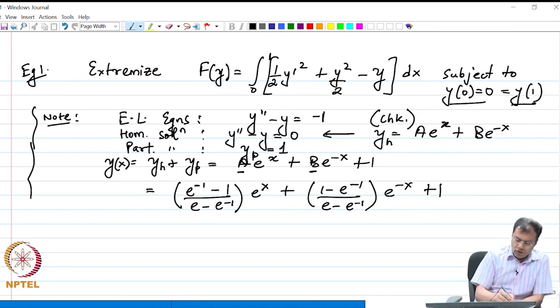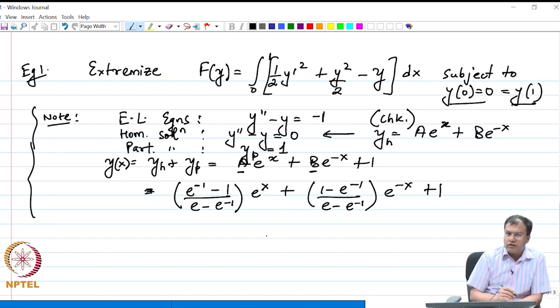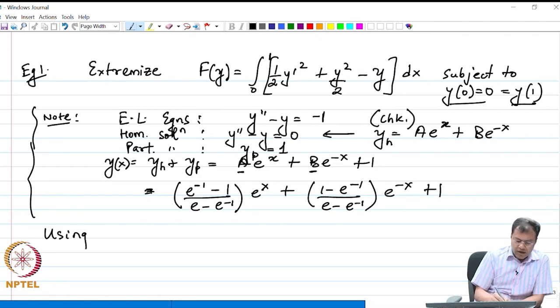So we already know the exact solution to this problem. Now we are going to discretize our problem, or our functional, and see whether the Euler-Lagrange solution is well approximated by Euler's finite difference method or not. Okay, so let us look at what happens when we use the finite difference method.